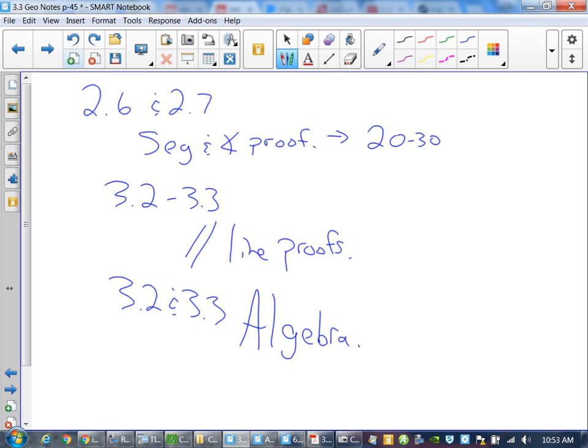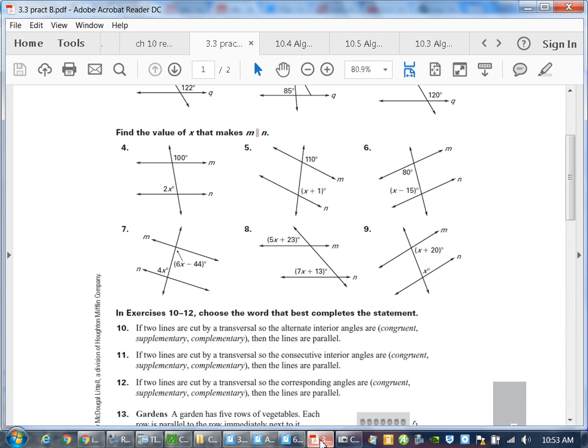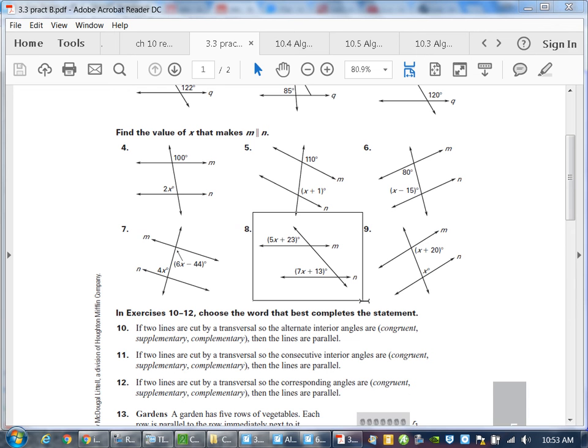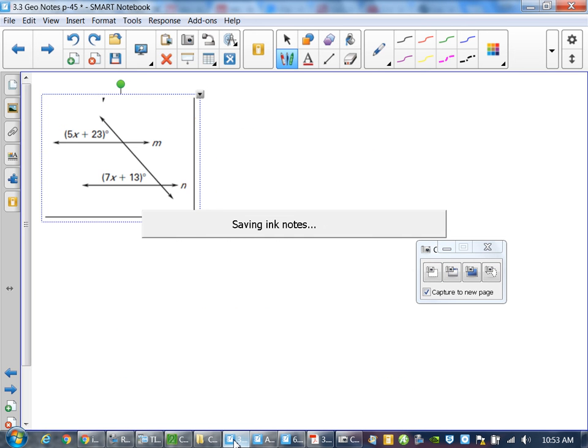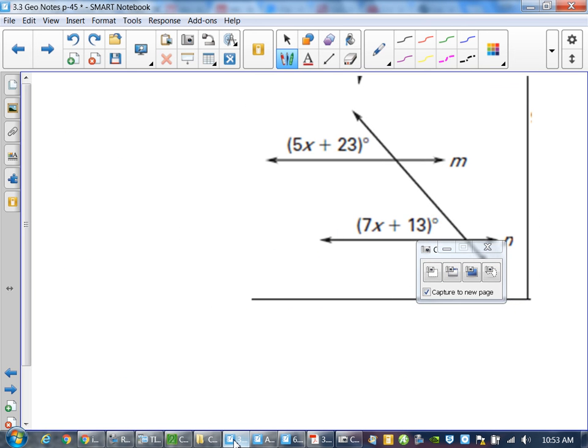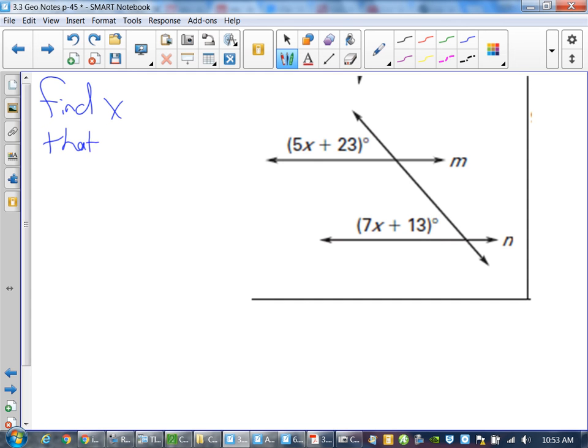Let me show you this. What happens if you are given a problem that asks you to find, let me write this out. What if I give you something like this and it asks the question, find the value of x that makes m parallel to n? Yes, sir. Aren't they corresponding? Yes, sir. So they would have to be, right.